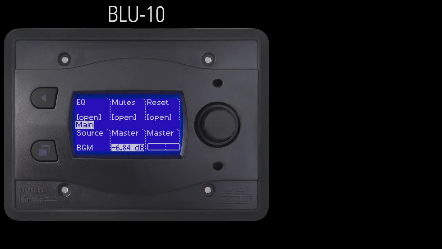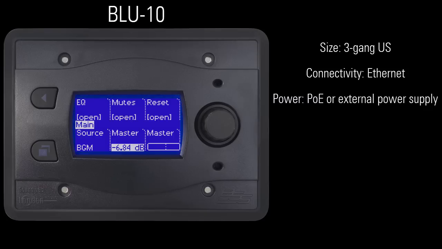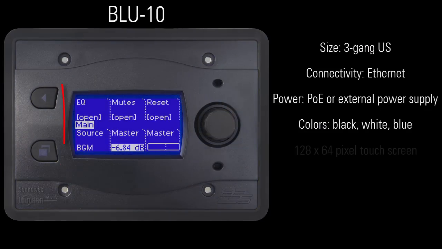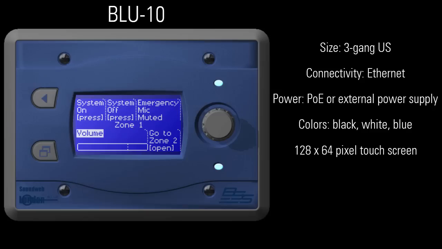The Blue 10 is a 3-gang US touchscreen Ethernet wall controller. It has a single Ethernet port for configuration, control, monitoring, and optional PoE powering. It can also be powered via an external power supply. The Blue 10 is available in black, white, and blue. The 128x64 pixel monochromatic touchscreen can display custom text and graphics. You can set up to 100 pages on the touchscreen, each of which can have up to 8 buttons.